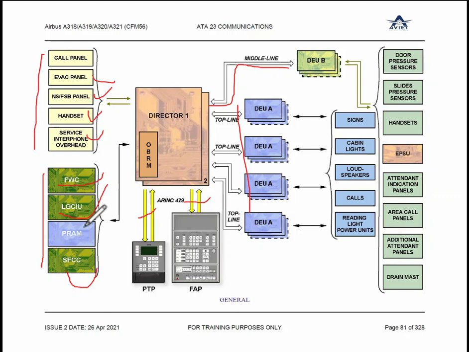Some of them are common to understand, like FWC, LGCIU, CFDIU, SDAC. It's a common purpose. But why is SFCC connected? Why is CPC connected? Why is the engine interface unit connected? So we'll discuss all these things once we progress through the class. They are not mentioned here.